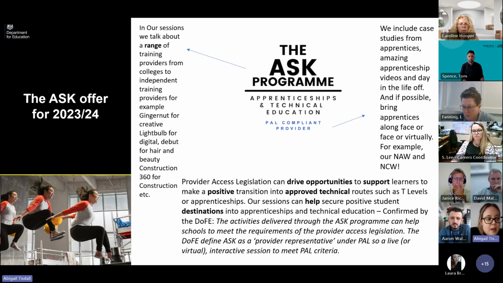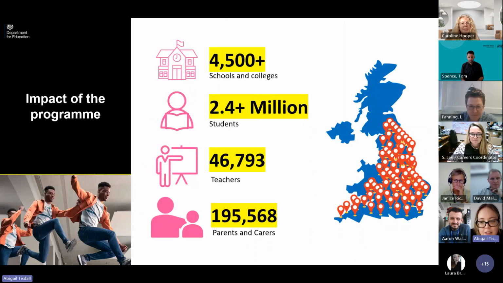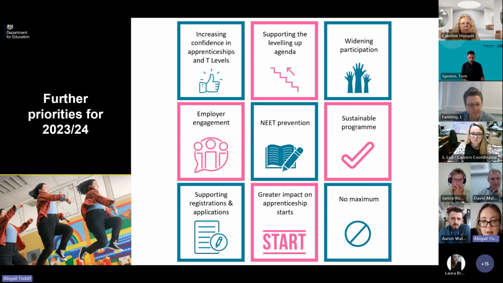Then just keeping to time here, the impact of the programme. This is me being a little bit vain, some pictures of me, which I'm sure we don't really need to see, but this just gives you a snapshot of some of the impact of our programme. Of course, we are in demand and we do expect further priorities for 2023 to 2024.